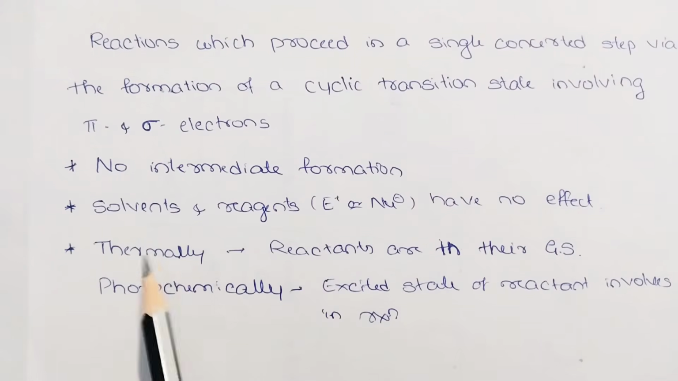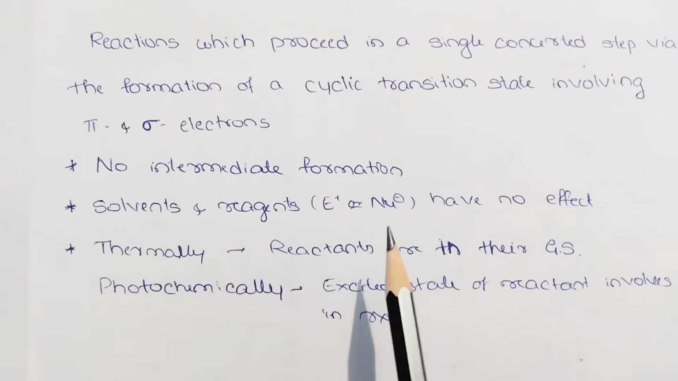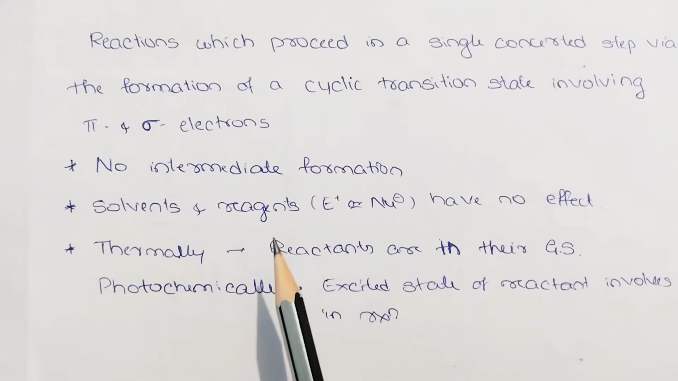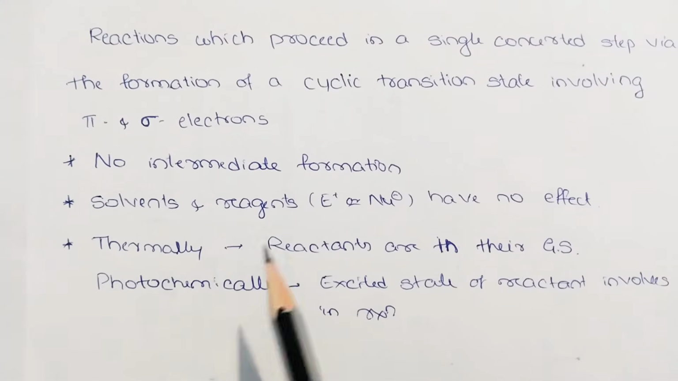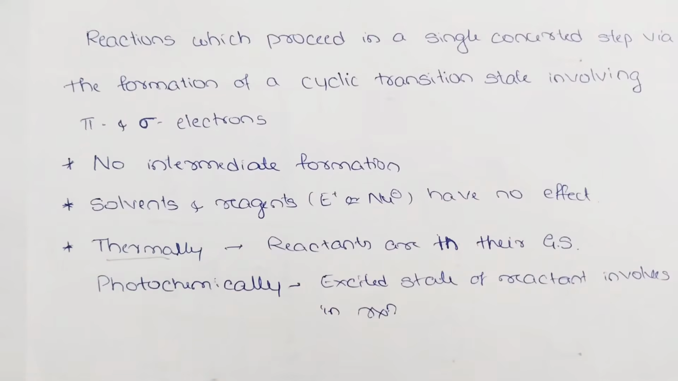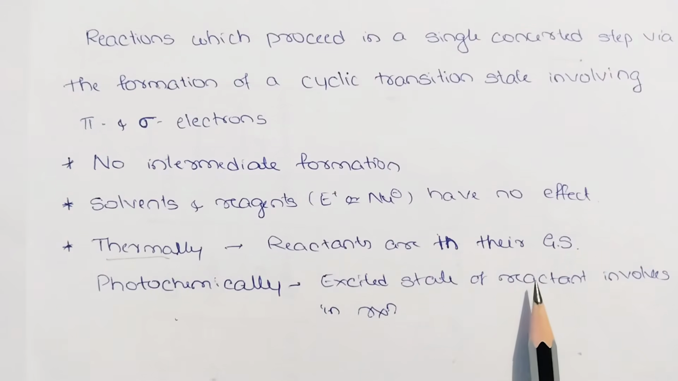Solvents and reagents have no effect on the course of the reaction. And there are two conditions: thermal condition and photochemical condition. In the thermal condition, the reactants are in their ground state, I mean, the reaction takes place in the ground state. In photochemical condition, the excited state of the reactants is involved in the reaction.